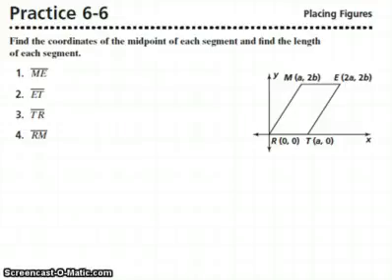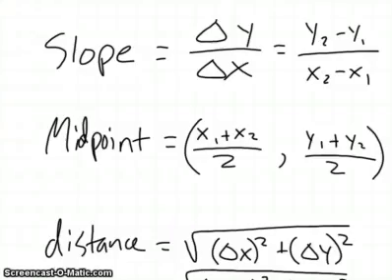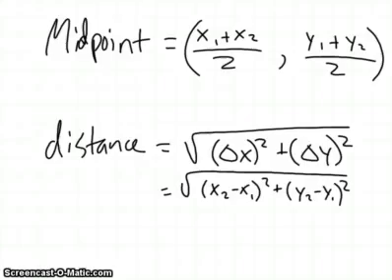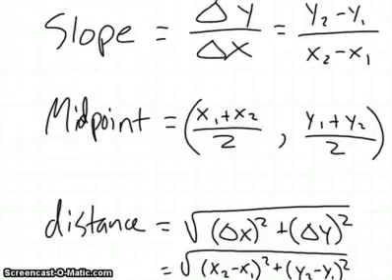What we are asked to find here are coordinates of the midpoint and the length of each segment. Also, I'll look at a couple where we need to find the slope. So to deal with this, we need to remember some equations. We need to remember what the slope looks like, what the midpoint looks like, and what the distance looks like. You should have those pretty well understood. If not, you can look in your notes and you should see those.